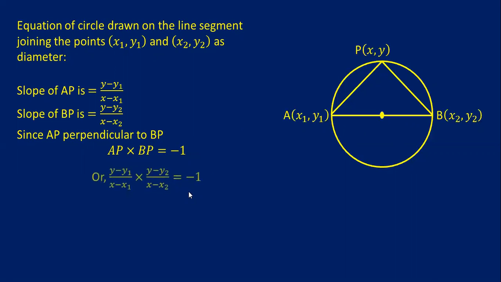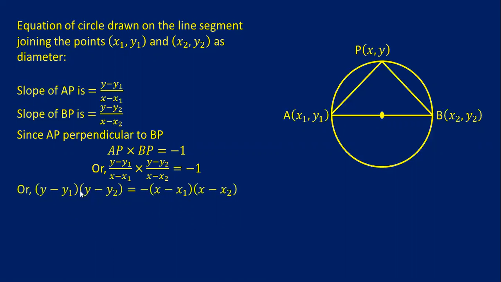Now the slope of AP is (y minus y1) divided by (x minus x1), into (y minus y2) divided by (x minus x2). This is equal to -1. Now by cross multiplication, (y minus y1)(y minus y2) equals minus (x minus x1)(x minus x2). Changing the side, we get (x minus x1)(x minus x2) plus (y minus y1)(y minus y2) equals 0. This is the required formula.